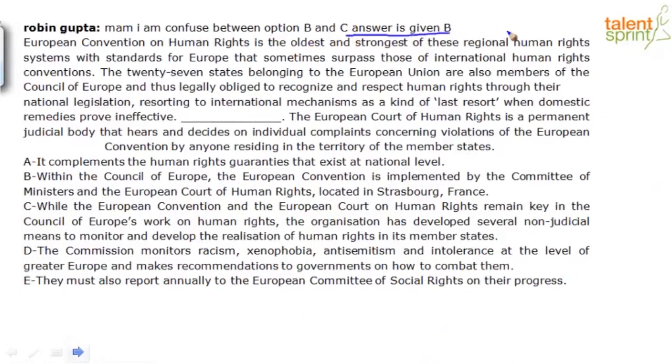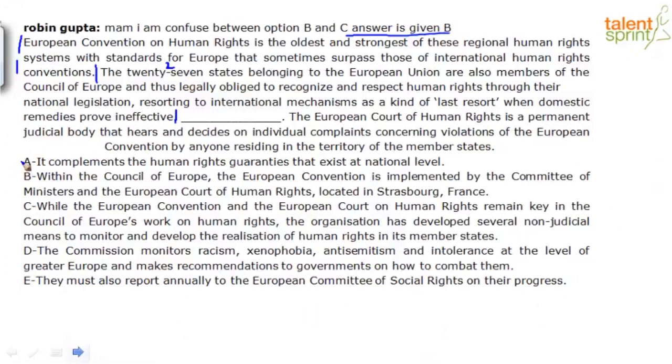Okay, let's see. Let's quickly dissect this question before we get confused, because just looking at the enormity of this question, you might get into panic mode. So European Convention, so this is one sentence, right? Then I have 27 states, blah, blah, blah. Where does it end? Okay, this is the second sentence. And then the third sentence is what we need to figure out from the given options.